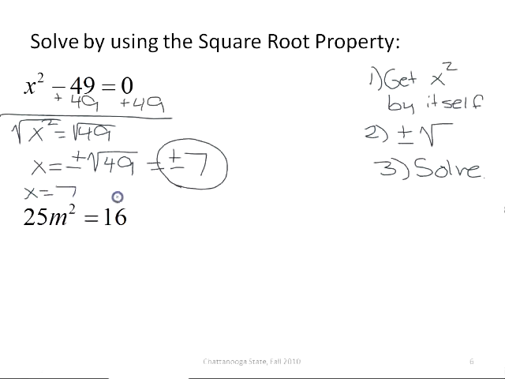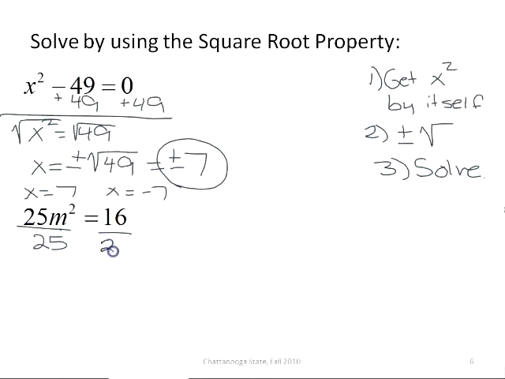Now, this means I have a positive 7 for an answer and a negative 7. This plus or minus symbol is just a shorthand way to write it. This second equation we also solved earlier, but we can use the square root property on this one also to get my x squared, or in this case m squared, by itself.